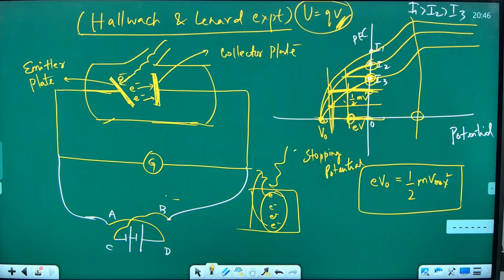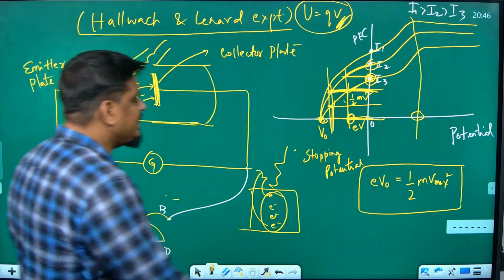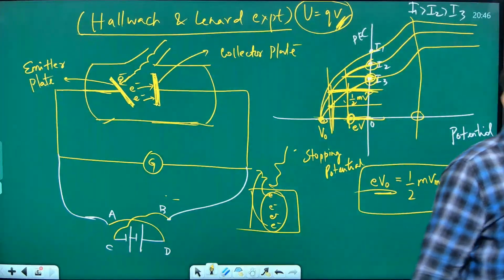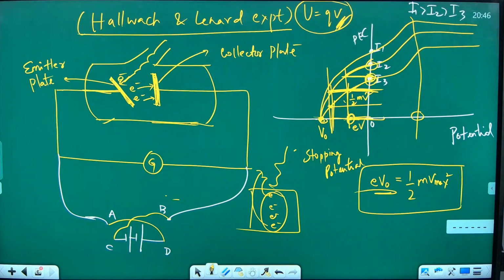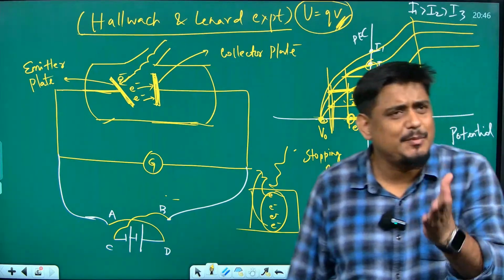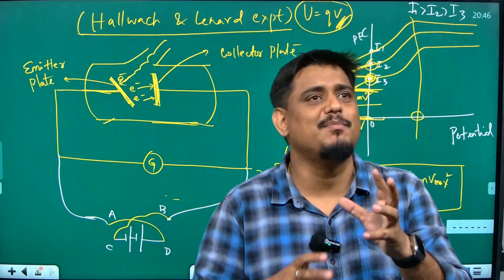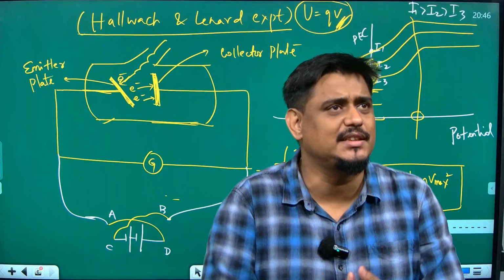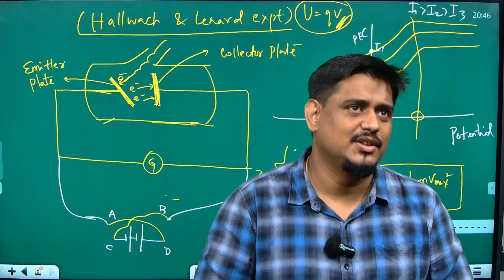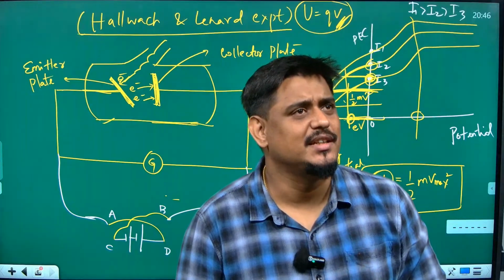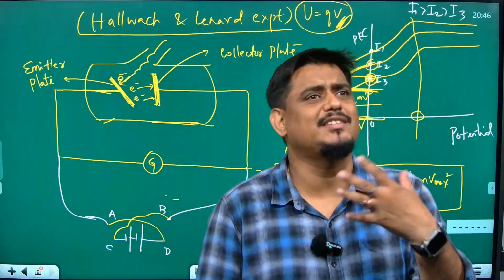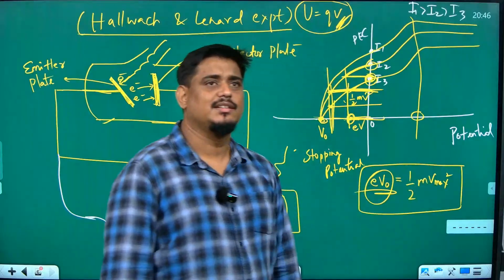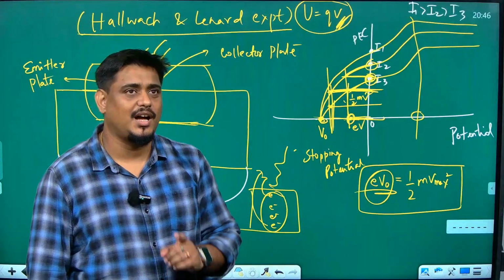eV naught is equal to half m v max square. See, what is eV naught? eV naught is the energy we are supplying to stop the electrons. Am I right? So the energy you supply to stop the electrons must be equal to the maximum kinetic energy they are possessing, isn't it? How do you find the maximum kinetic energy? Kinetic energy formula is half m v square. So maximum kinetic energy will be half m v max square.